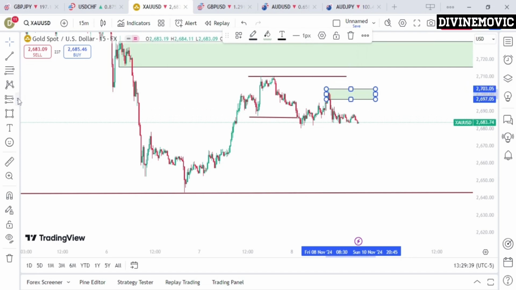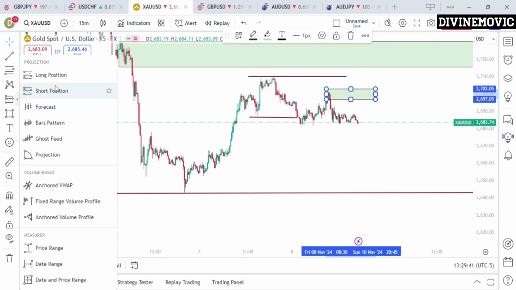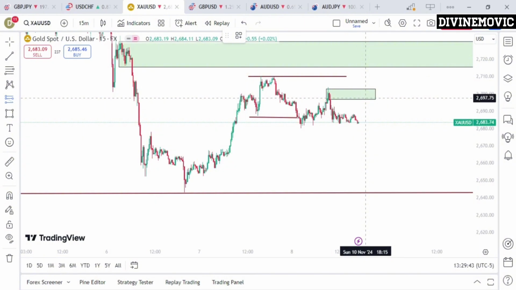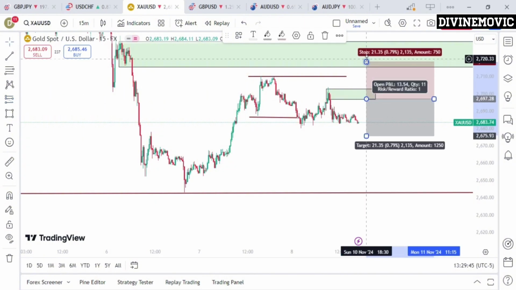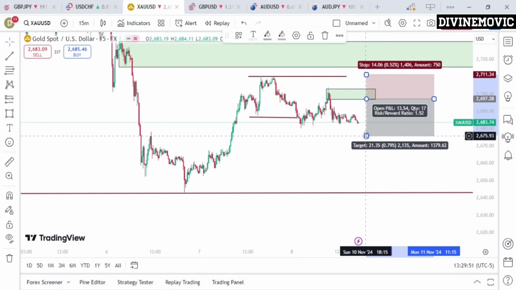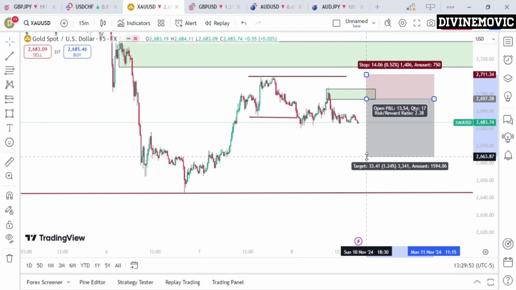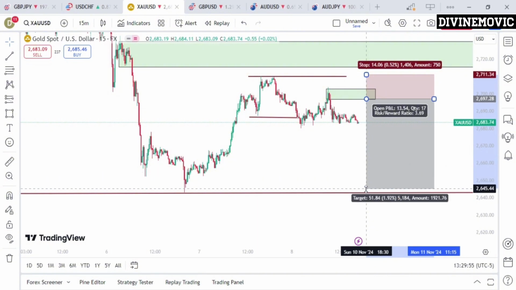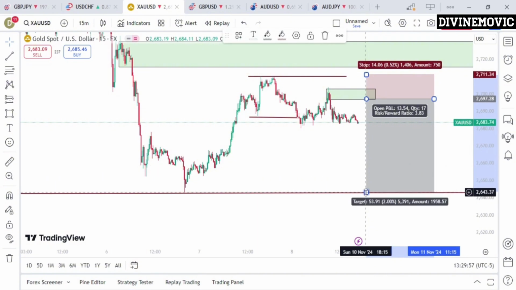That means we want to simply see price come up to this particular point here, and then we'll look for a sell opportunity. Our stop loss is going to be above this swing high here. And probably our take profit is going to be here as TP1, and most likely here as our full TP.